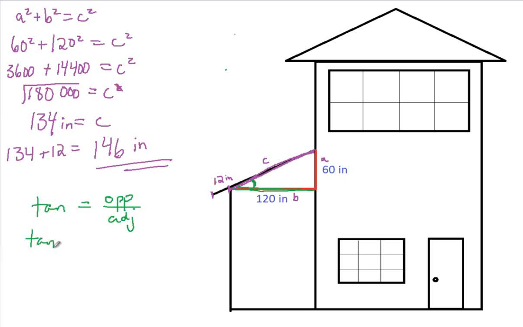So we just simply fill in our values. So our opposite is 60 inches over our adjacent is 120. Just some simple math. We have 60 divided by 120, 0.5. And now if we take the inverse of tan, 0.5, it's going to give us the angle measurement. In this case, if we round to the nearest degree, it's 27 degrees. So the angle of elevation is approximately 27 degrees.